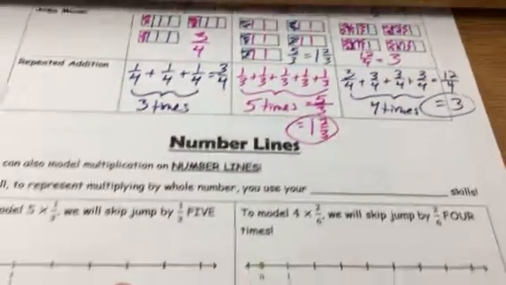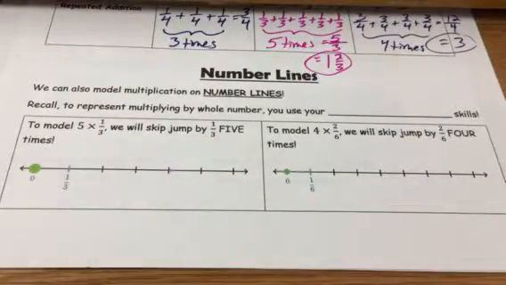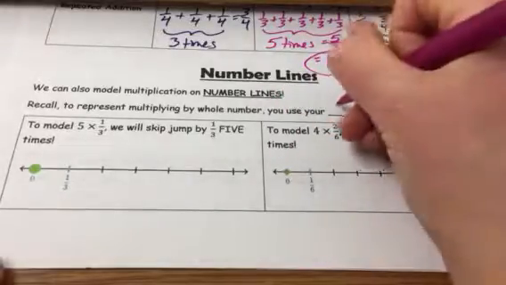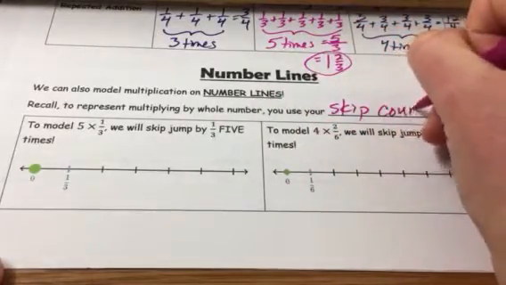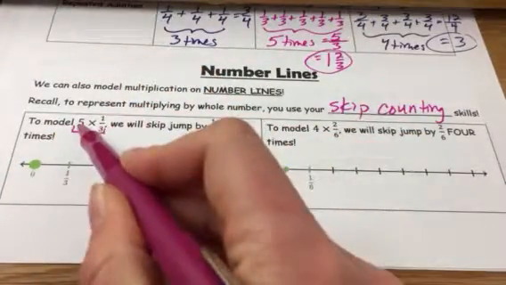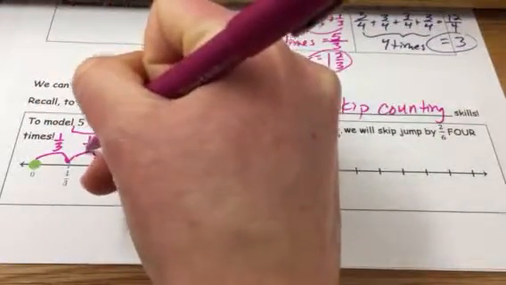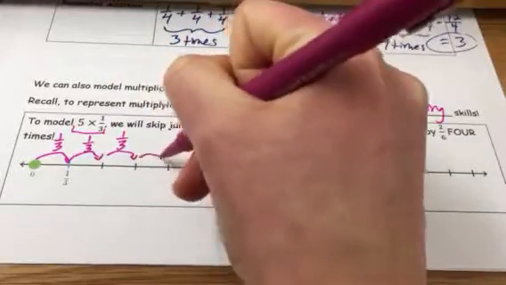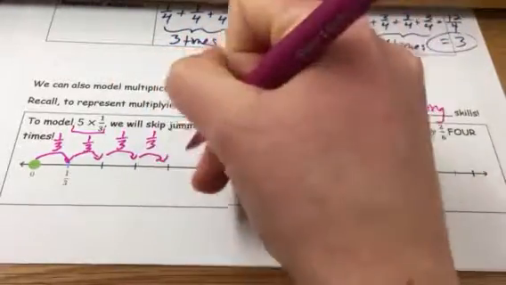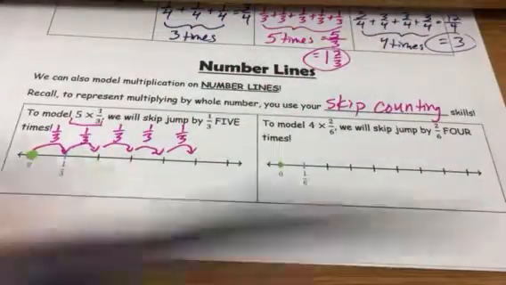Let's take a look at how we can model this with number lines, because number lines are also a really terrific visual model. So we can use our skip counting skills to help us solve multiplication problems dealing with fractions. So if I have 5 times 1/3, we're going to skip jump by 1/3 5 times. So here's my first skip jump of a third. Here's my second. Here's my third. Here's my fourth. Here's my fifth.